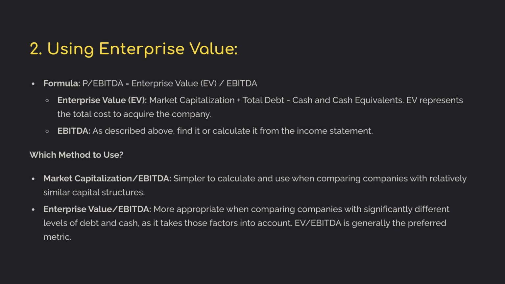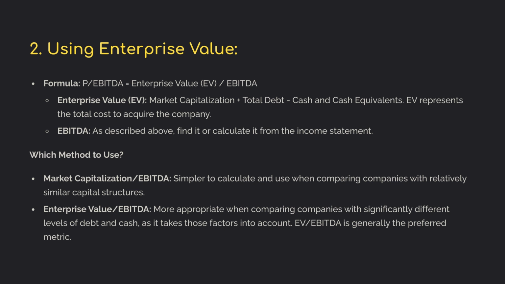2. Using enterprise value, formula: P over EBITDA equals enterprise value, EV, over EBITDA. Enterprise value, EV, equals market capitalization plus total debt minus cash and cash equivalents. EV represents the total cost to acquire the company. EBITDA, as described above, find it or calculate it from the income statement.